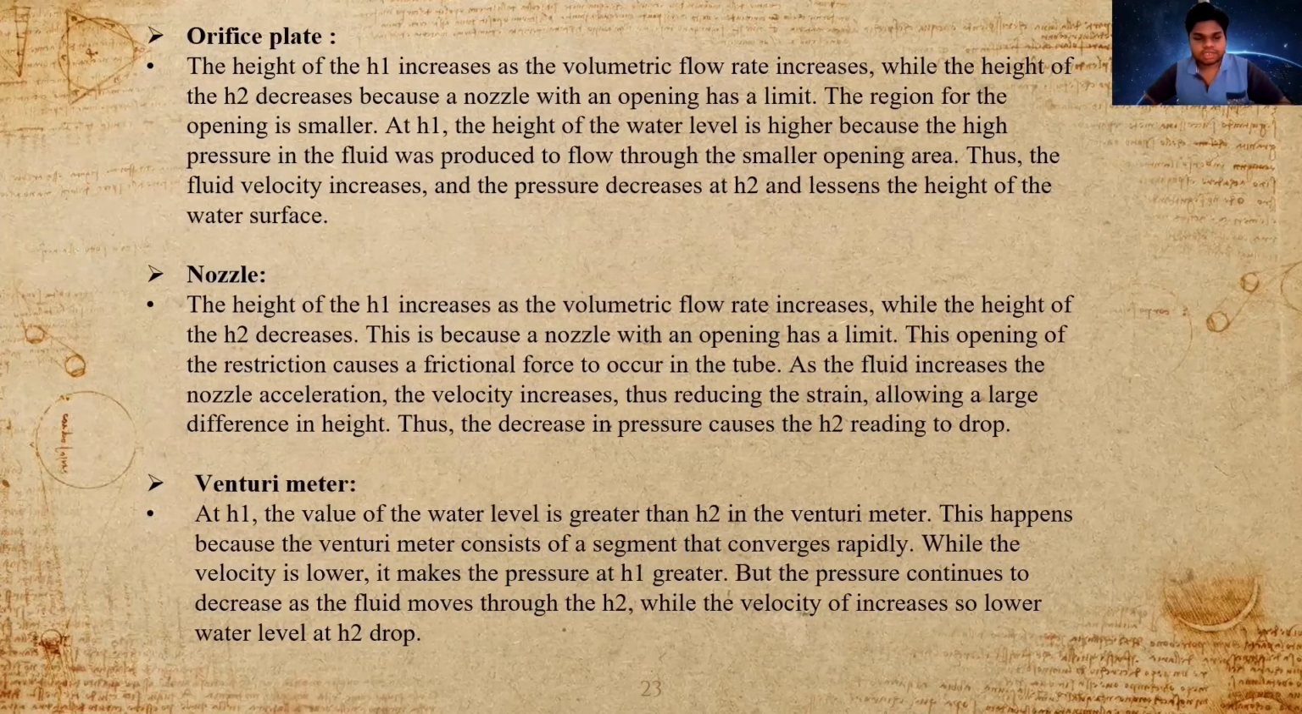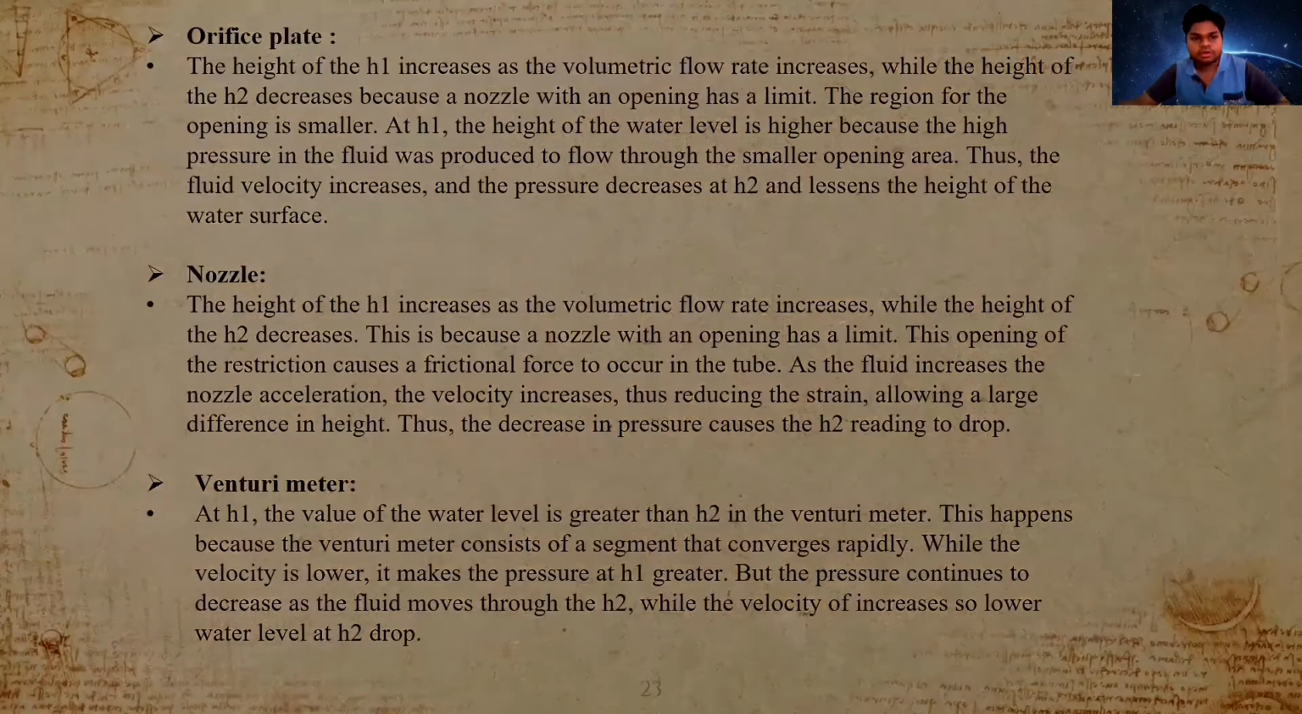And for the venturi meter, at H1, the value of the water level is higher than H2. This happens because the venturi meter consists of a segment that converges rapidly, while the velocity is lower. It makes the pressure at H1 greater, but the pressure continues to decrease as the fluid moves through to H2, while the velocity increases, so the water level at H2 drops.